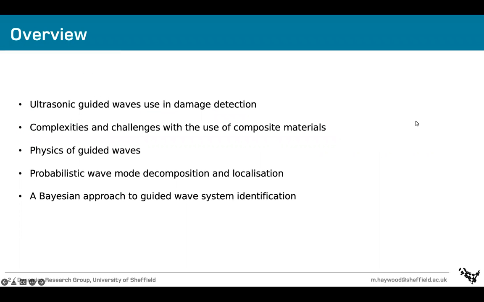I'll start off by introducing guided waves in case nobody knows what they are and how they're used in damage detection. Then I'll go on to some of the complexities and challenges that are faced because of fiber composites. Then I'll talk a little bit about some brief physics on guided waves. I won't go too far into it because that's not really the point of this. And then the last 2 bits will be on the actual 2 tools that I was talking about. One of which is a probabilistic decomposition of the wave modes, which is used to localize the damage. And the last one is a Bayesian approach to system identification using guided waves for an orthotropic model, which is a unidirectional fiber composite.